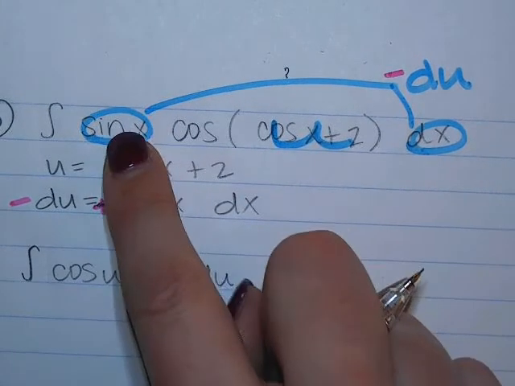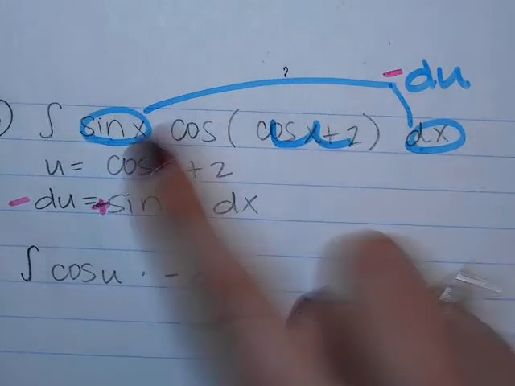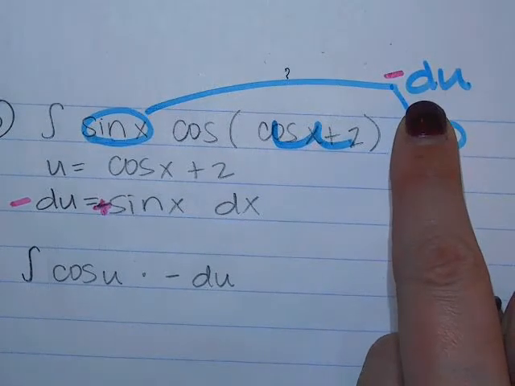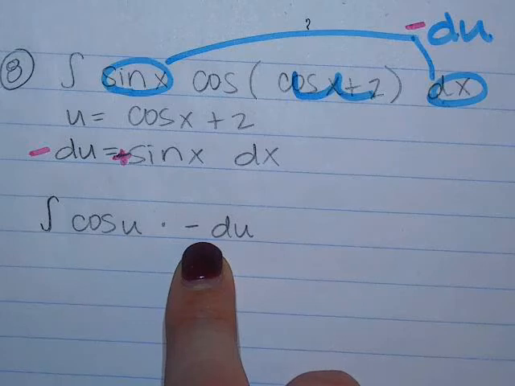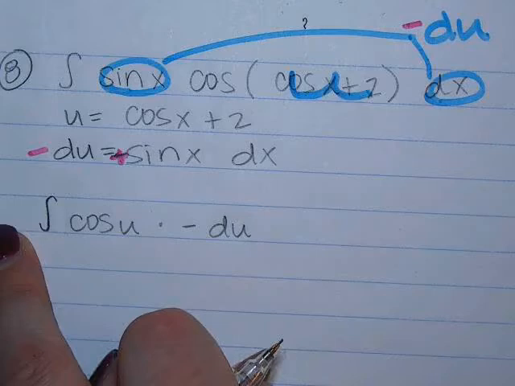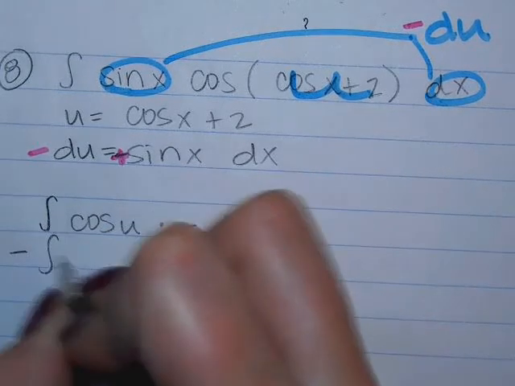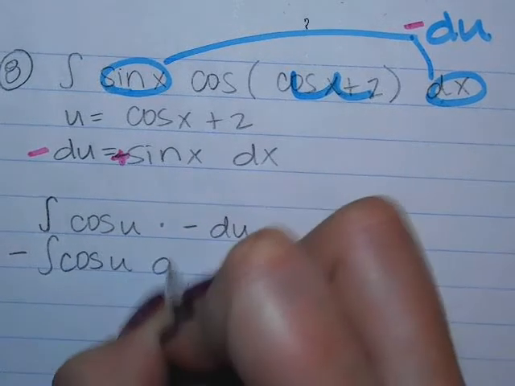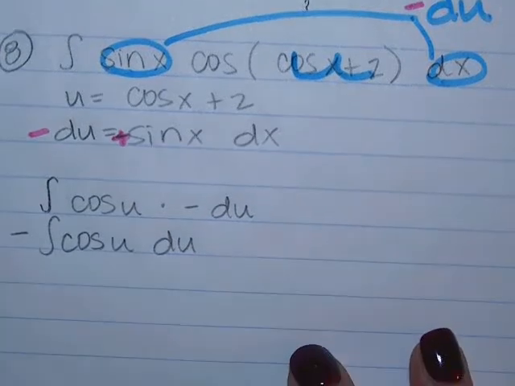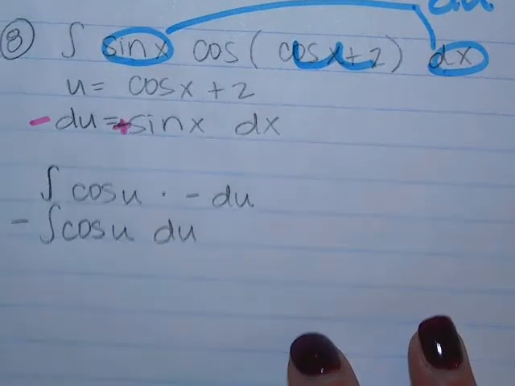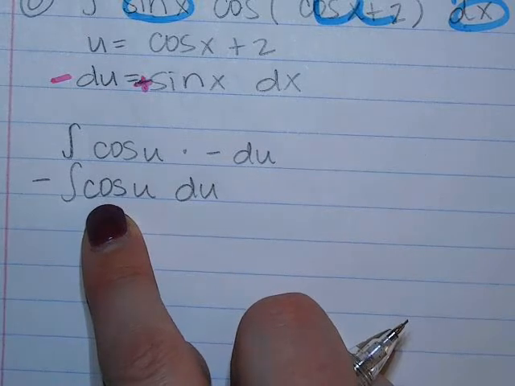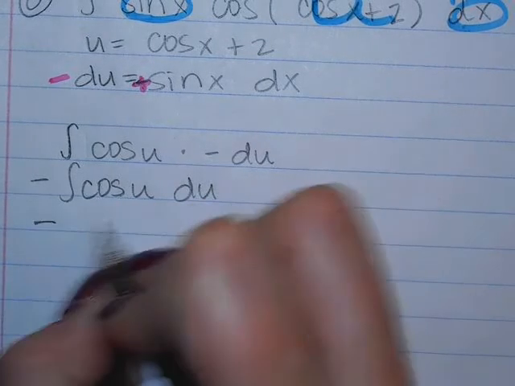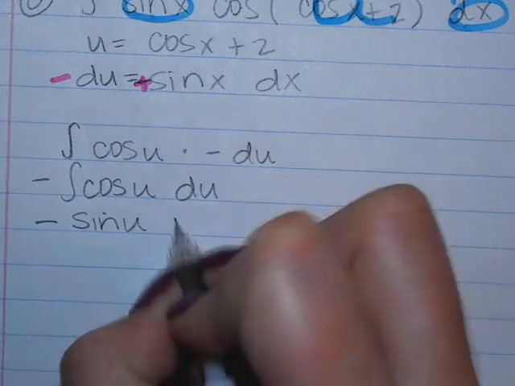So when I look at this, the sin x and the dx are actually negative du. Okay, so I've got cos u times negative du. What should I do with that negative? I'm going to move it to the front. So negative cos u du. Okay, now what do I do? Integrate. So the integral of cos is sine. So I've got a negative in the front, and then I've got sine u plus c.